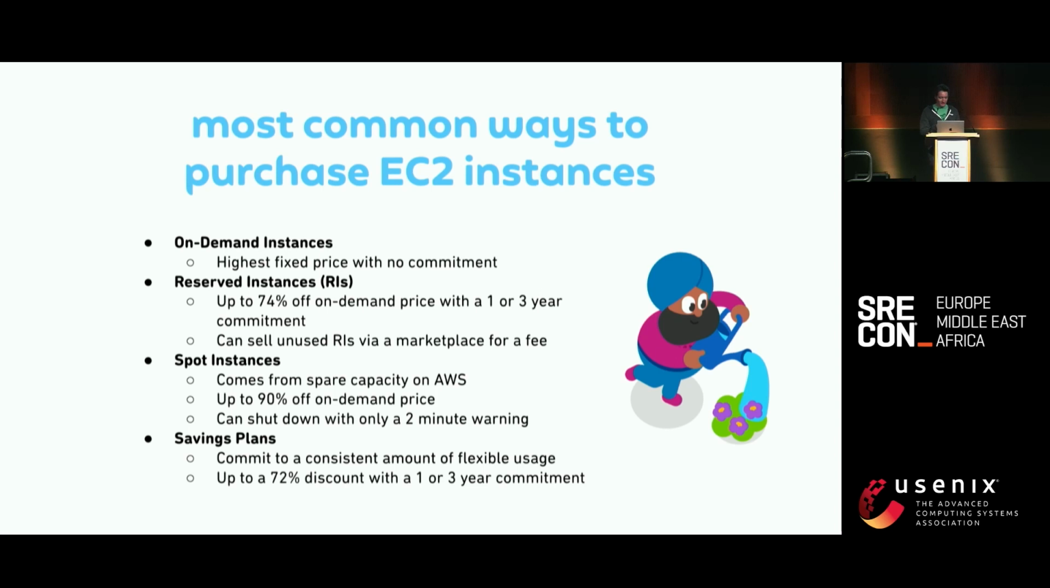And then spot instances, which we're going to focus on the most in this talk, come from spare capacity on AWS. And you get up to 90% off on demand. But it could shut down within 2 minutes with a warning. So some trade-offs there. Also, one of the newer options is savings plans, where you just commit to a certain amount of spend. You're not committing to certain instances. And again, this is all up to the percentage. These highest percentages are rare, as you'll see.